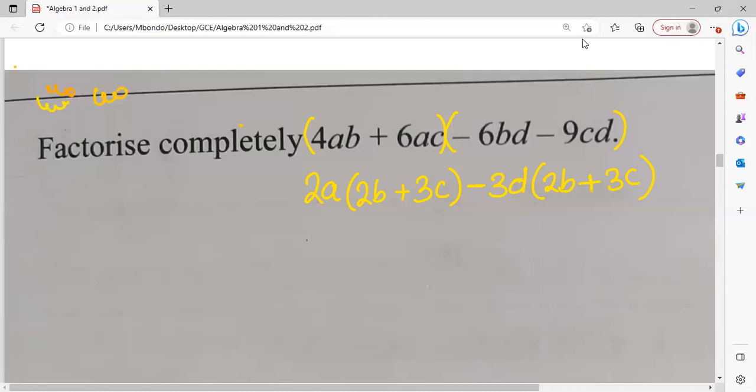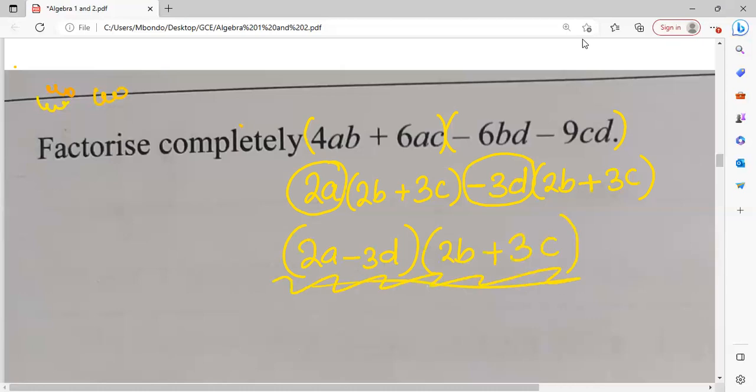Having done this, the final answer is going to be this 2, which is now 2a, and then we bring this one here, which is minus 3d. Then we get this other common factor here, which is 2b plus 3c. This is what is going to be our answer, ladies and gentlemen.